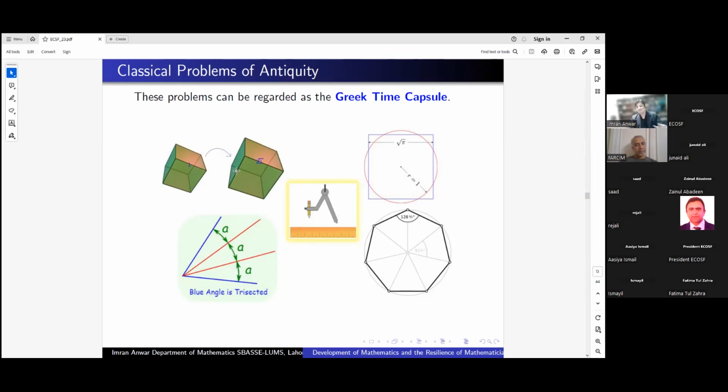So these three problems, you can say, were a Greek time capsule. A time capsule is a kind of information that is passed on to the upcoming generation. So the Greeks passed on their time capsule by using these three problems. Do you know how many years it took mathematicians to find an answer to these questions? And how these problems evolved various theories in math?